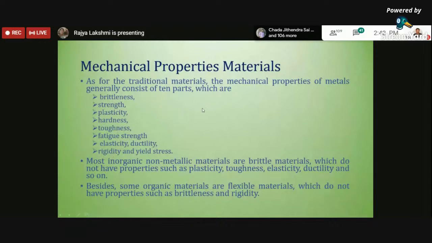Nanotechnology is not only impacting metallic materials, it is even showing impact on inorganic, that means non-metallic materials, also. Especially related to brittle materials, there is no property such as plasticity and toughness. But still, how will nanotechnology help the properties of non-metallic materials? And other than metallic and non-metallic materials, we are even using some organic materials, which are flexible materials, but they don't have properties such as brittleness and rigidity.